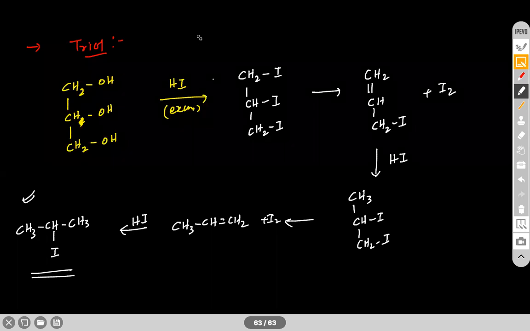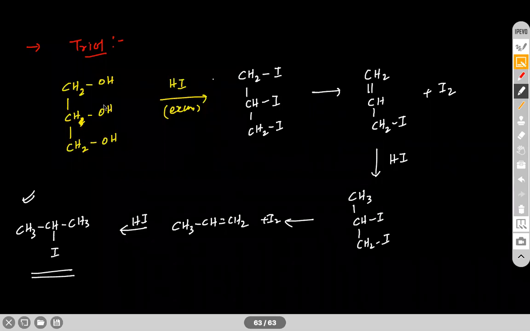Correct. So what happens here, you only have to keep one thing in mind for this kind of reaction. First of all, it is a substitution reaction. So I minus replaces this OH, you'll get this. 2 halogen atoms at adjacent carbons are not at all stable. So it eliminates an I2 molecule and forms a double bond, which continues like this, and you'll end up getting alkyl iodide according to Markovnikov rule.